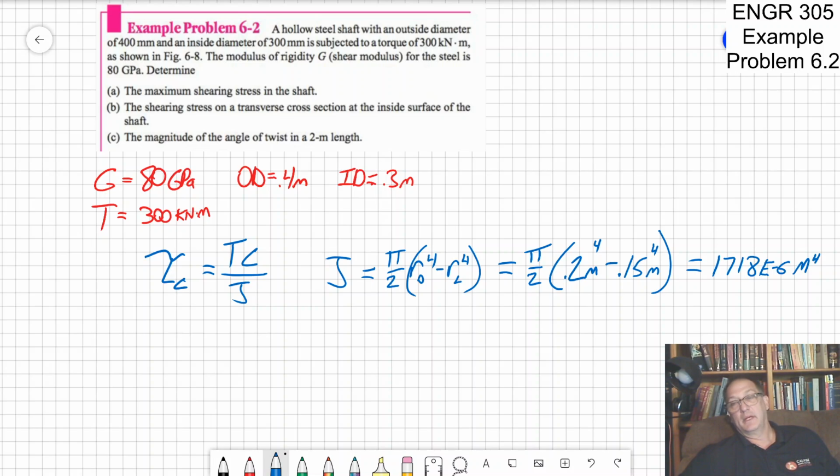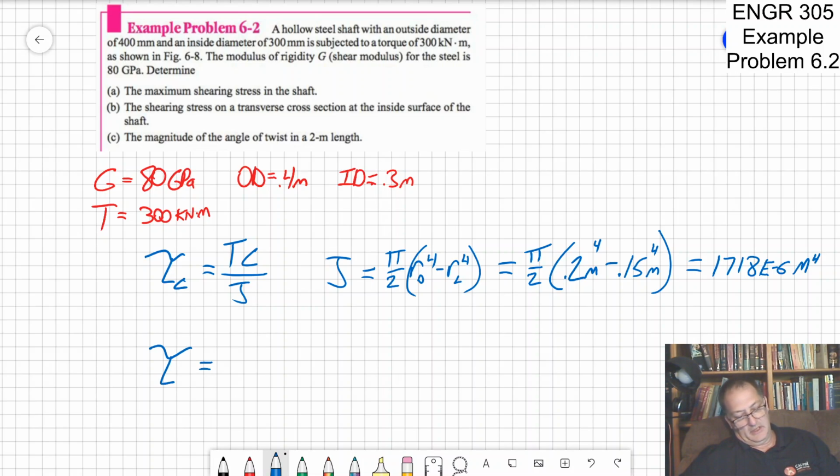Now, if you did millimeters, it would be 1718... no, it wouldn't. It would be 1.7. Oh, I always get so confused. There would be a difference of 12. So, it's a mess. That's why I just tend to work in meters. It really makes my life easier.